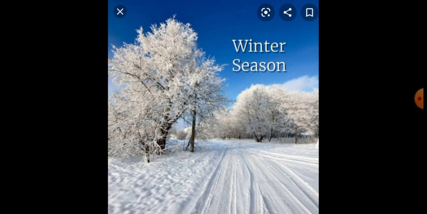When it is winter in the northern hemisphere, it is summer in the southern hemisphere at the same time.